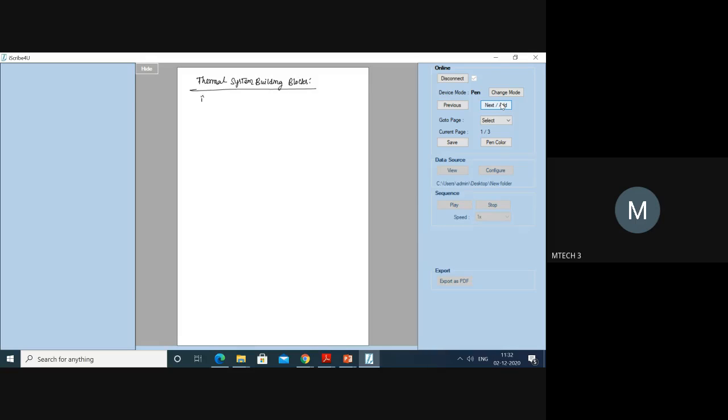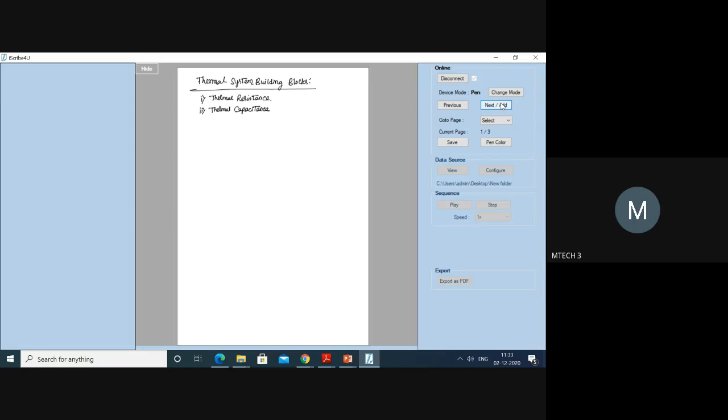Now in thermal system building blocks, we have only two types of basic building blocks. These are called thermal resistance and thermal capacitance. Thermal resistance, thermal capacitance. These are the two cases. Now, one by one, let us discuss. Thermal resistance means what?